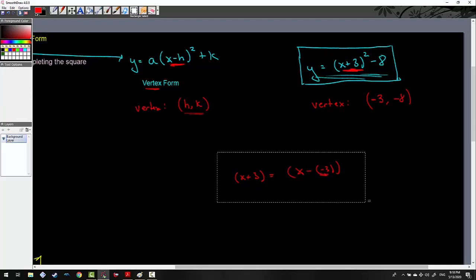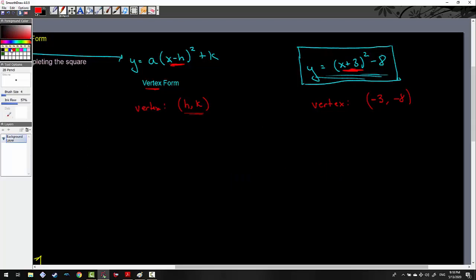Okay, so once I have the vertex, what I'm going to do is put it into a table. And actually, I'm going to move my table a little bit over. Move my table over here. And what I do is I always put my vertex in the center of the graph. And what I'm going to do here is pick a number that's really, really easy to plug in. Well, that number is going to be 0.